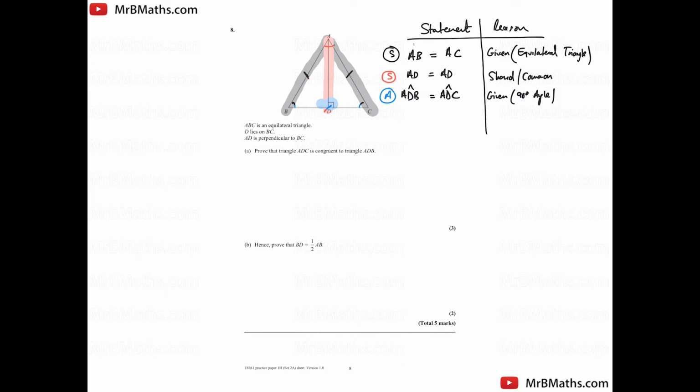Now be very careful because this does look like ASA, which does not prove congruency. But if you have a look, we have the right angle, which is this one. We have AD equals AD, which is the side. And AB equals AC, they are in fact the hypotenuse.